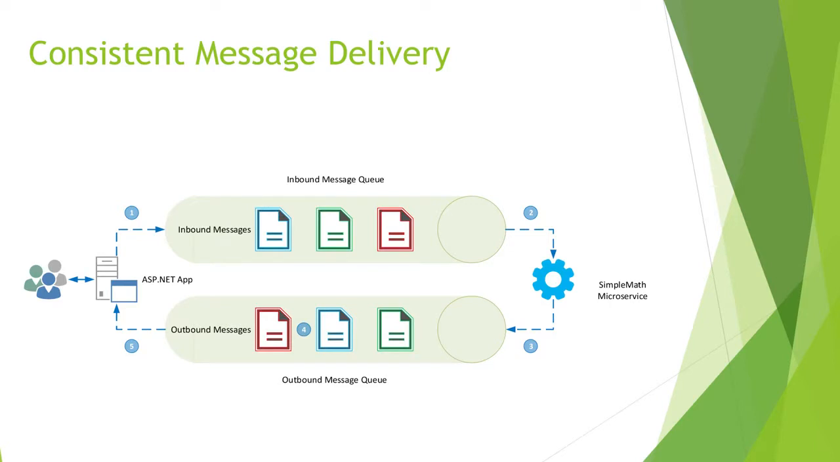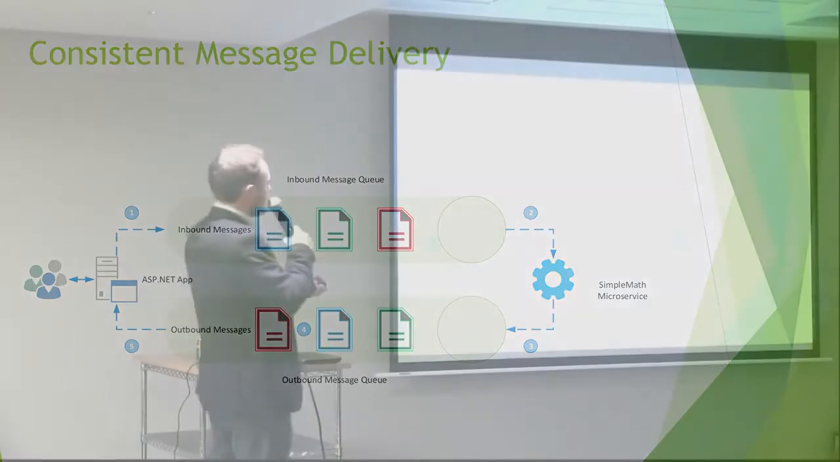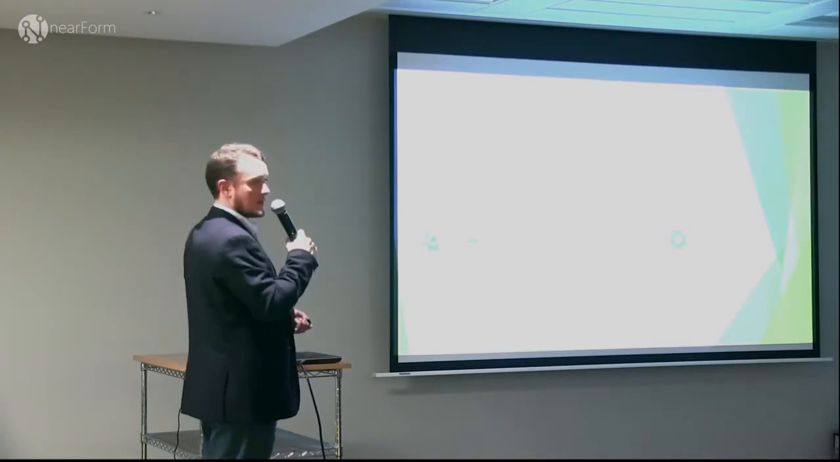So we've got our users here, ASP.NET application, messages come in at any given time, arbitrarily, based on however many users are currently logged on. So they're processed by a simple microservice, again by way of example, and the outbound queue then handles the messages that are consumed by the ASP.NET app and sent back to the user, which is all great in theory. But how do you control, for example, RabbitMQ, we don't have any guaranteed message delivery.